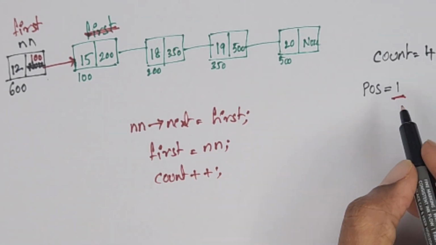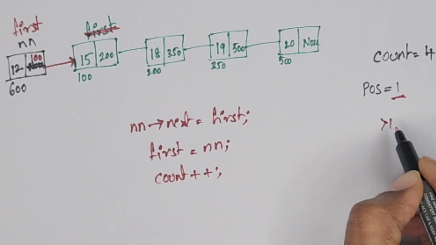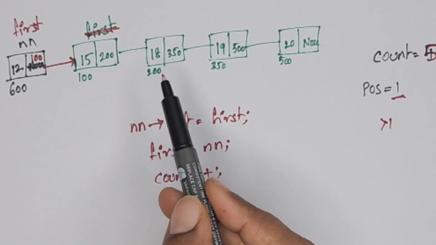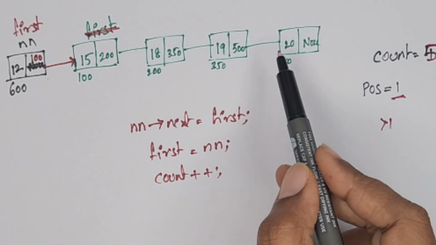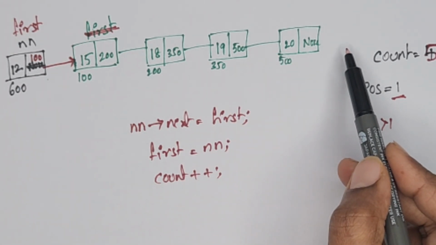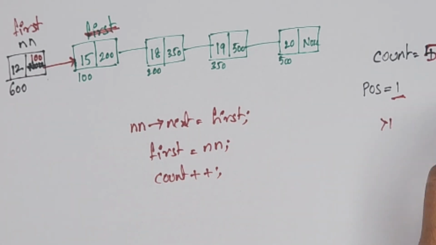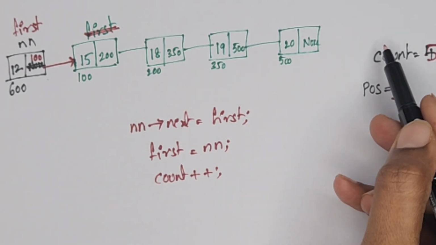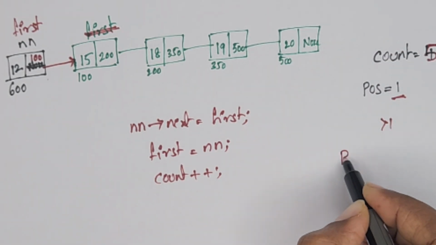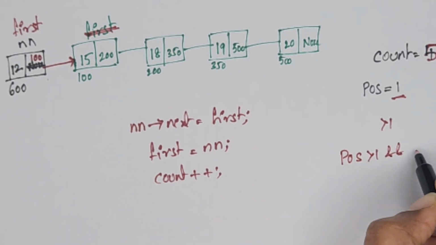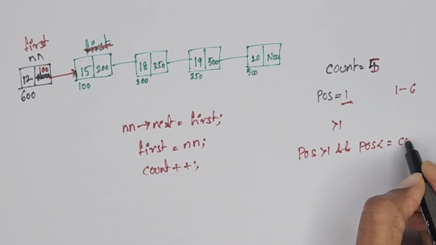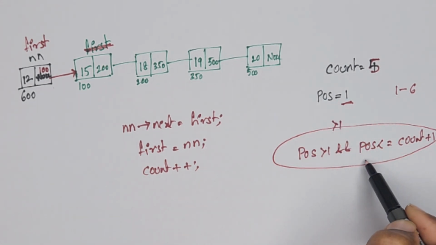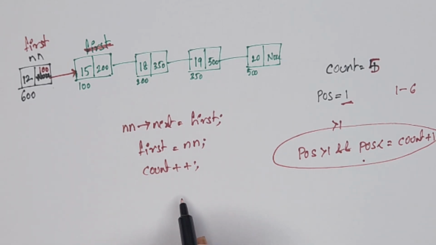Position is not 1. If position is greater than 1. Okay. Now count value is 5. You can insert in first position, second, third, fourth, fifth or 6th. After 5th also you can insert the node, so 1 to 6 positions. In 7th position, there is no 6th node, so how can we insert in 7th position? We cannot. So if position is greater than 1 and position is less than or equals to count plus 1, if it becomes true, then we'll see how to insert.